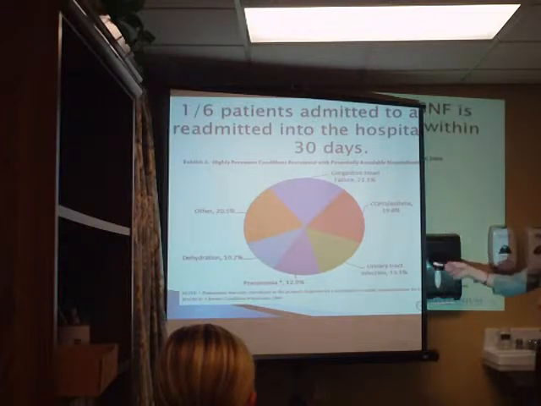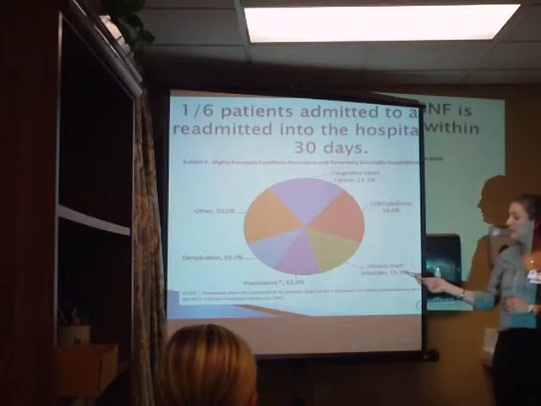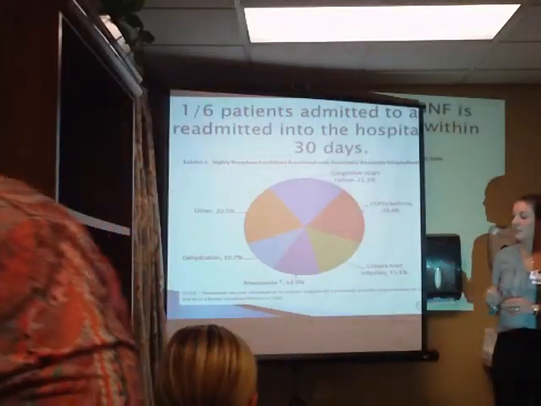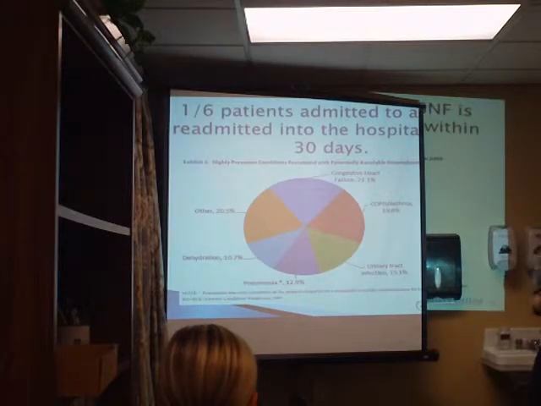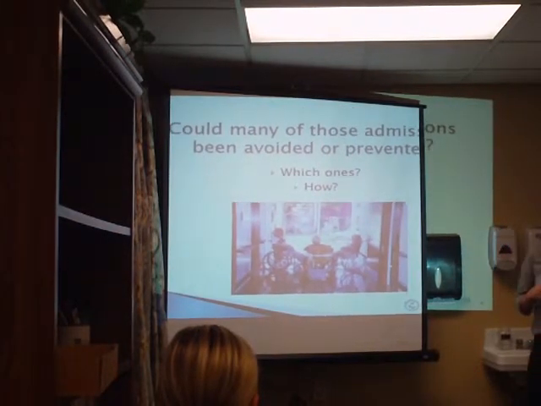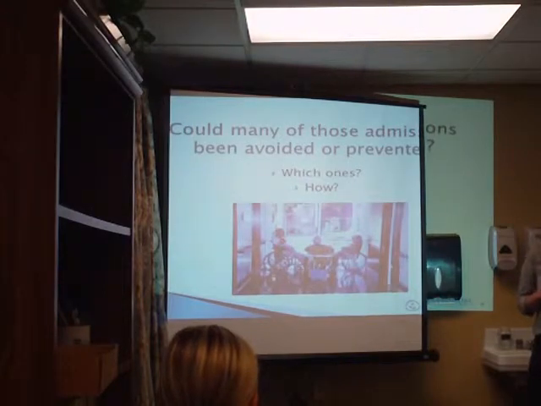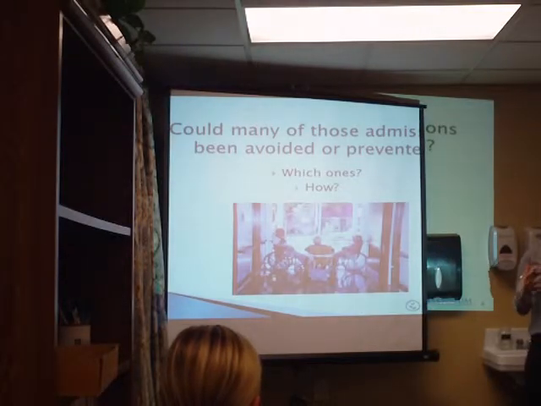Of the patients that go back to the hospital, congestive heart failure, COPD, UTI, pneumonia, and dehydration are 5 out of the 6 top factors why. Now, out of all those conditions, do you think that any of those could have been prevented or avoided? None of those are like a heart attack or a bacterial pneumonia or something that really strikes quickly and swiftly. A lot of those things kind of occur over a period of time.